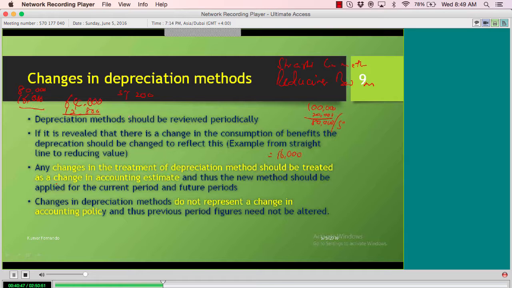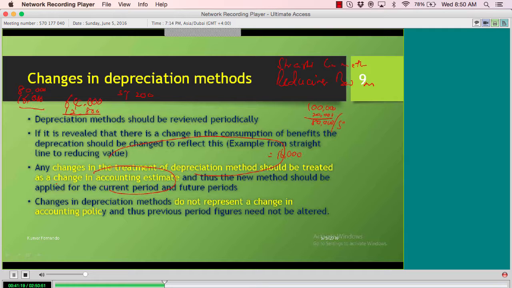You thought it was going to remain 5 years, now you think, no, it is going to remain 7 years. You think the earlier annual depreciation is all right, but now you think it must be more in the first year and less in the second year, that kind of thing. That kind of change in depreciation method is only a change in estimate, and it's not a change in accounting policy, and therefore the comparative figures need not be altered.